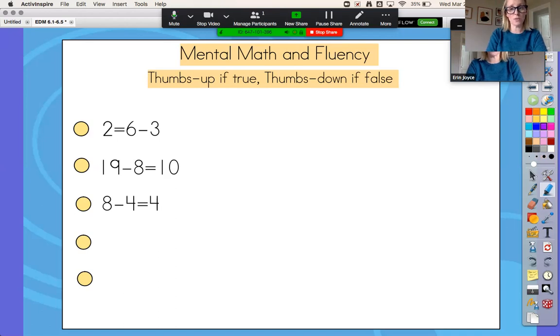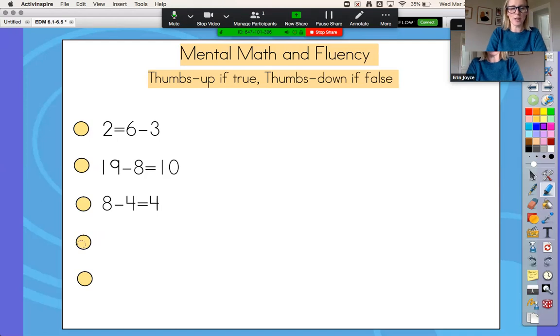I'm hoping that most of you are seeing that, yes, this is true. This is a doubles fact, right? 4 plus 4 is 8. So 8 minus 4, here I am. Here's 8 minus 4 gives me 4. So that is a true number sentence.